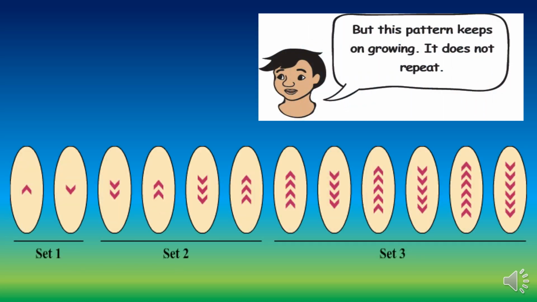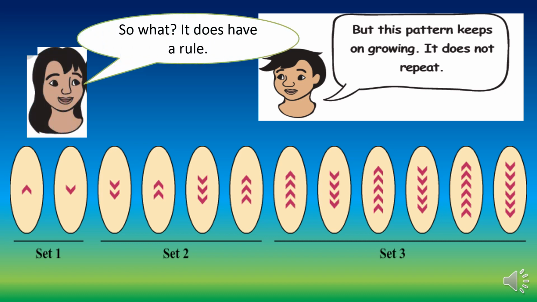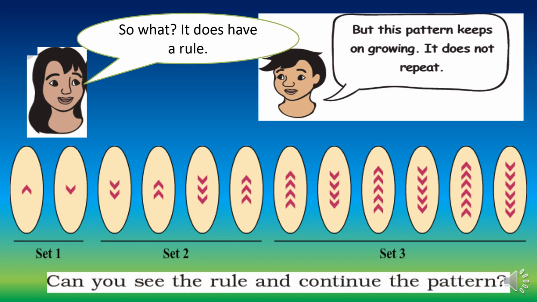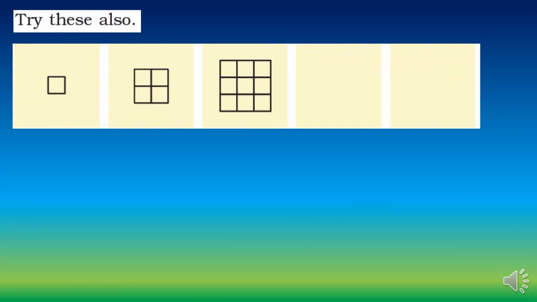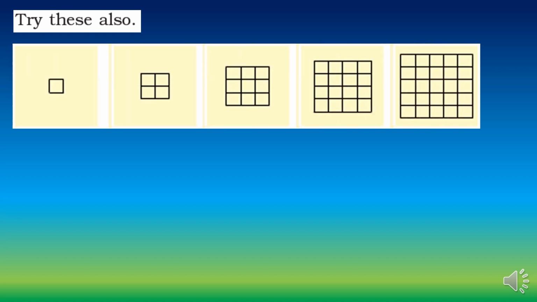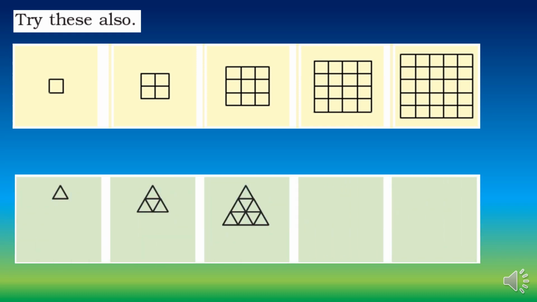But this pattern keeps on growing, it does not repeat. So what? It does have a rule, though it is not repeating, and the rule is that 1, 2, 3, 4, it is growing like that. So can you see the rule and continue the pattern? Try this also. Pattern can grow like this.